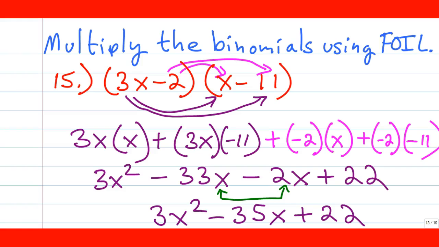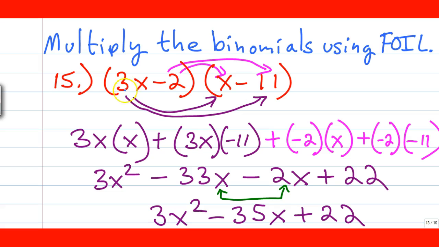Elementary Algebra, Assessment 3, Review, questions 15 through 20. For question number 15, the instructions read, multiply the binomials using the FOIL method. The F in the FOIL method stands for multiplying the first two terms.